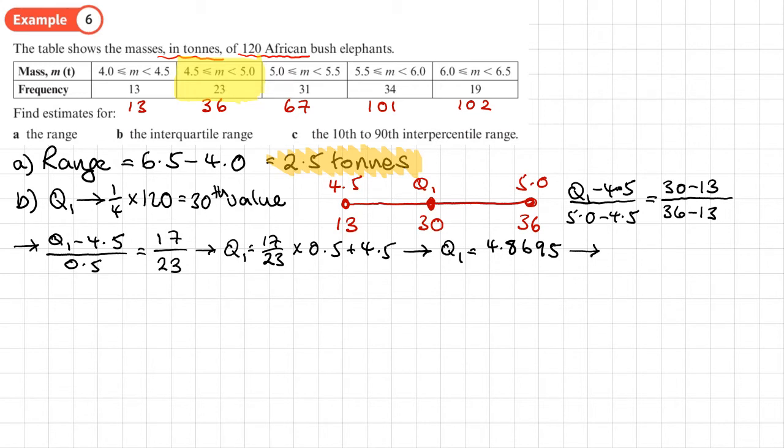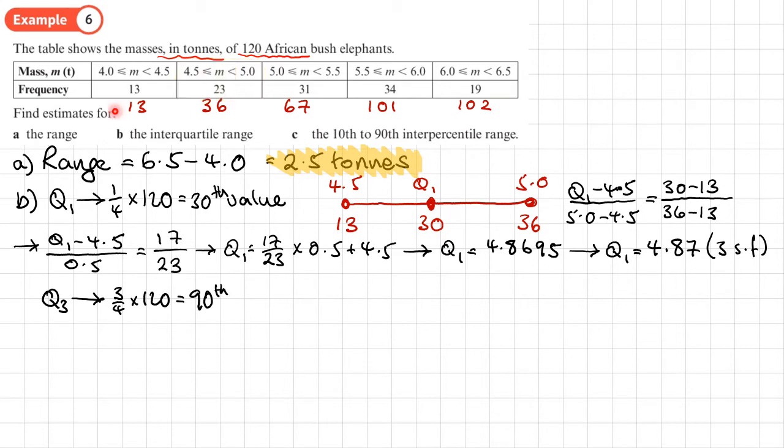4.8695. I'll round that to three significant figures and give Q1 as 5.87, three significant figures. So the next thing that we need to do is to do the same for Q3. So Q3 is a fraction, 3/4 times the total frequency. So that's 90. So the 90th value is where I'd find Q3.